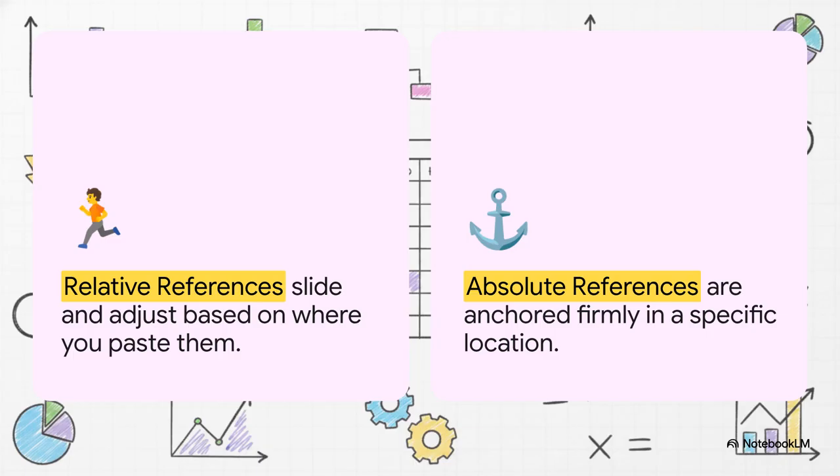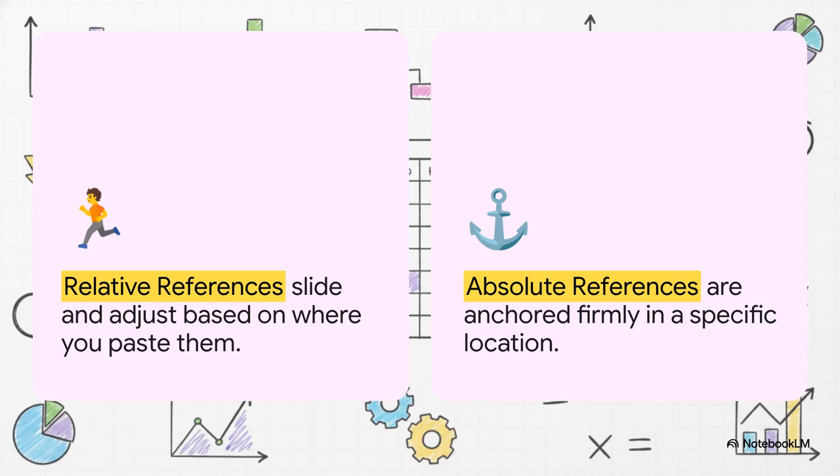Relative references, like B2, slide and adjust based on where you paste them. But we want to introduce the ultimate hero of the spreadsheet, the dollar sign. When you put a dollar sign in front of the column letter and the row number, making it $B$2, you create what's called an absolute reference. This anchors the reference firmly in a very specific location.